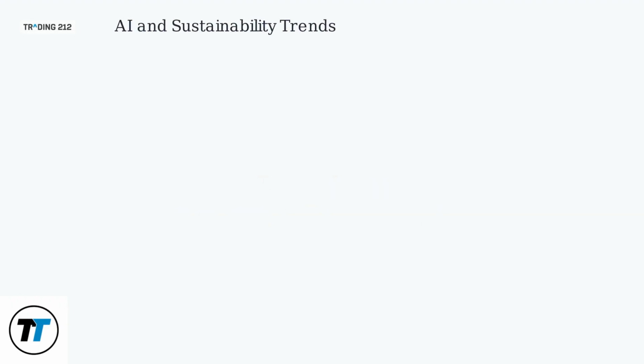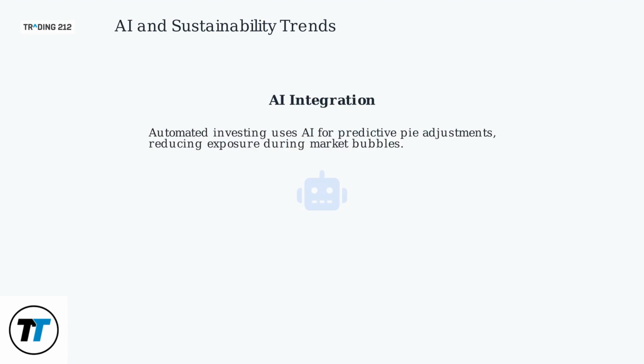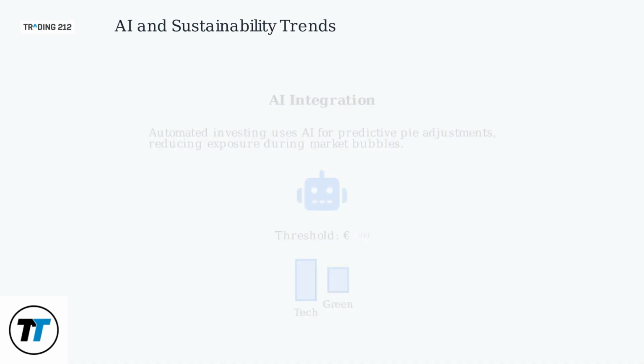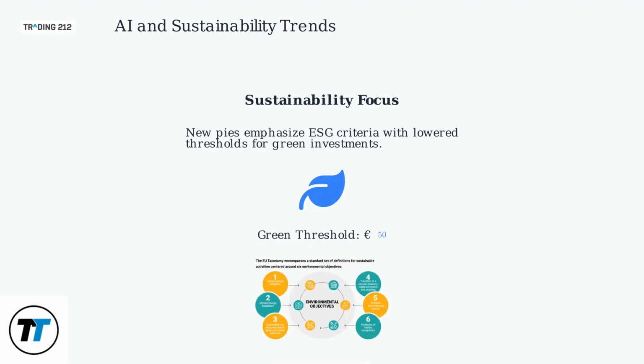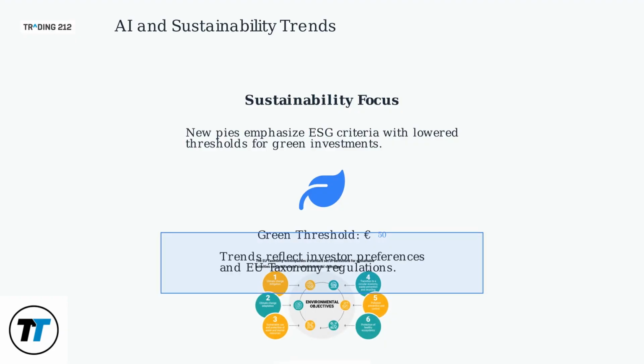Automated investing is evolving with AI integration for predictive pie adjustments and a focus on sustainability. Trading 212 is adopting AI for pie balancing, reducing tech exposure during potential bubbles. New pies emphasize ESG criteria with lowered thresholds for green investments. These trends reflect shifts in investor preferences and regulatory requirements like the EU taxonomy.